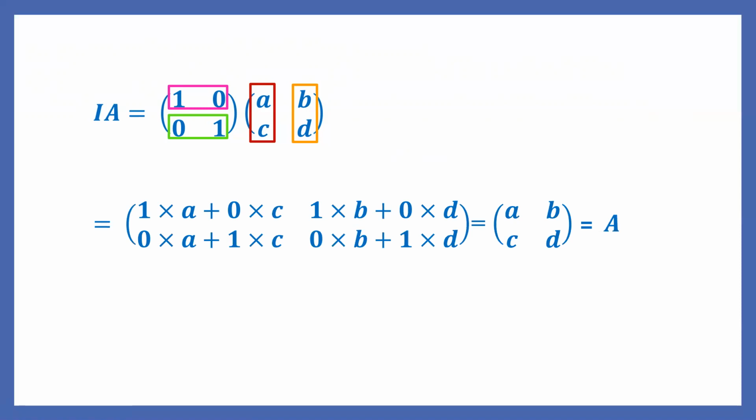So what have we observed? Here, we have seen that A times I is equal to A, and I times A is equal to A. So what you need to understand is that any 2x2 matrix, when you multiply it by the identity matrix, you get the matrix itself. Similarly, the identity matrix times any 2x2 matrix will give you this 2x2 matrix. This is a very important result.